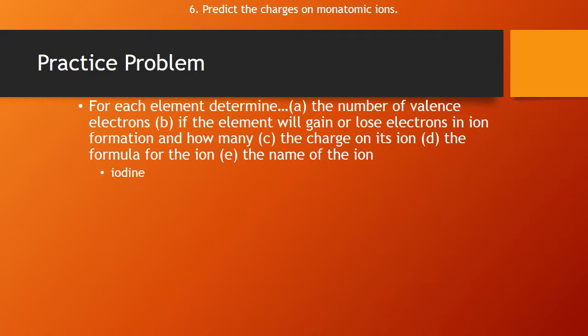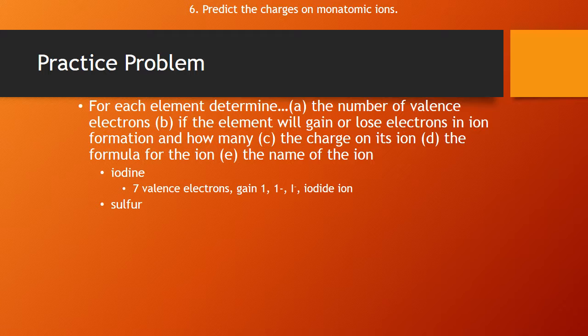Alright, so you've given it a shot. Hopefully you've come up with the following answers. Iodine is in group 17, so it will have 7 valence electrons. If it already has 7 valence electrons, it just needs to gain 1 in order to form an ion, so it will likely gain the 1. And if it does gain 1 electron, it will have a 1 minus charge, making its formula I−, or you could write I1−. And the name for the ion would be the iodide ion. Again, notice the -ide ending. We use that anytime we have a monatomic anion.